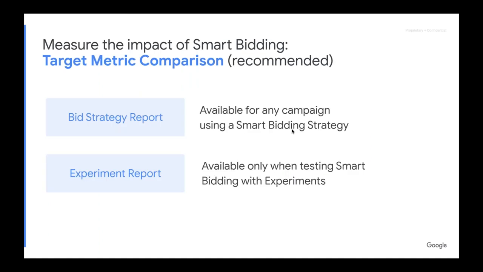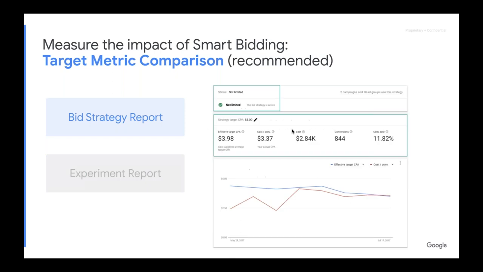We have two reports that allow advertisers to perform a target metric comparison to measure smart bidding. The first is the bid strategy report, which is available for any campaign using a smart bidding strategy, whether you're testing it directly on the campaign, so you have already applied smart bidding permanently to the campaign, or whether you're using an experiment. And then there is the experiment report, which is of course available only when testing smart bidding with experiments.